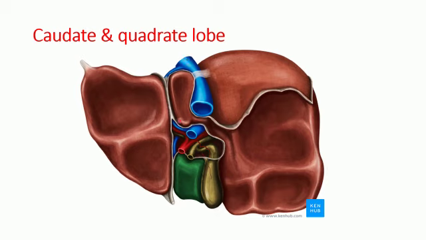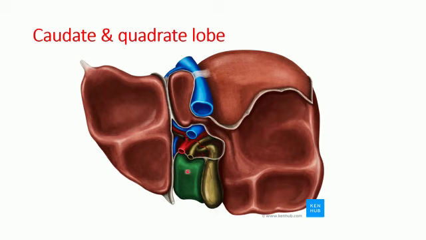The lowest part of the caudate lobe presents two processes, the caudate process as well as the papillary process, which extend onto the inferior surface. The caudate lobe is the only part of the liver which is covered with the peritoneum of the lesser sac. So this is an important MCQ. The caudate lobe is the only part of the liver which is covered with the peritoneum of the lesser sac. The remaining part is in relation with the greater sac.